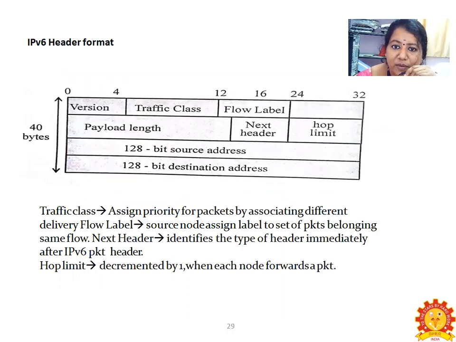So this is the header format. We'll be having a version, traffic class, followed by the flow label. This is then followed by the payload length, next header, and hop limit. At last, we'll be having a 128-bit source address and a 128-bit destination address.